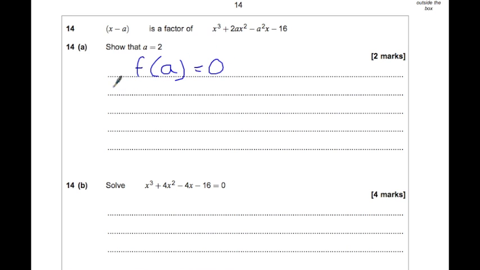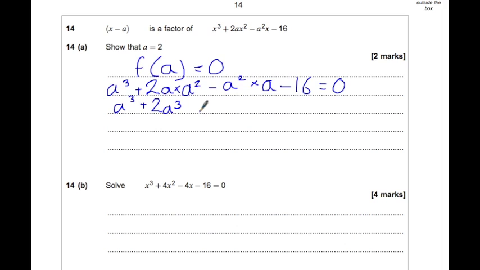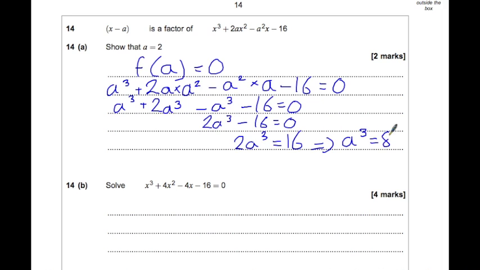So let's sub in a. We've got a cubed plus 2a times a squared minus a squared times a minus 16 equals 0. So we've got a cubed plus 2a cubed minus a cubed minus 16 equals 0. So in other words, 2a cubed minus 16 equals 0. So 2a cubed equals 16. So a cubed is 8. So a must equal 2.